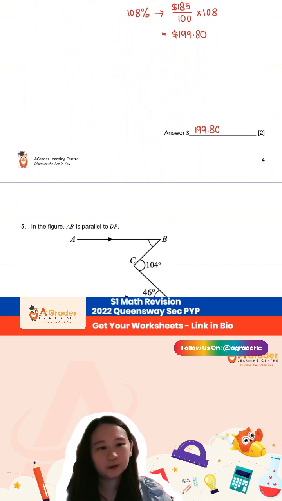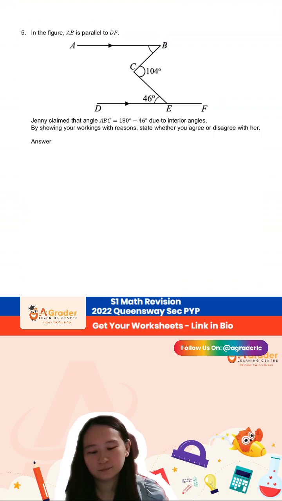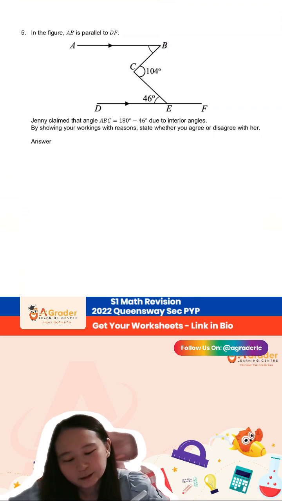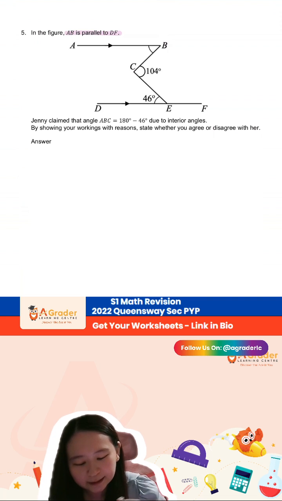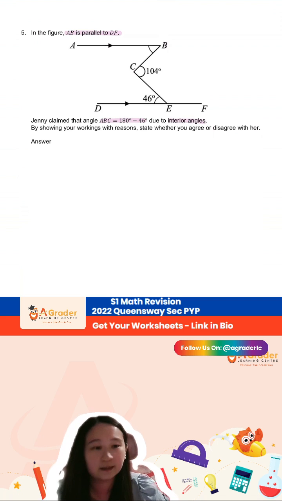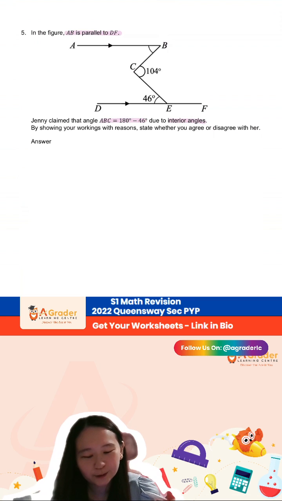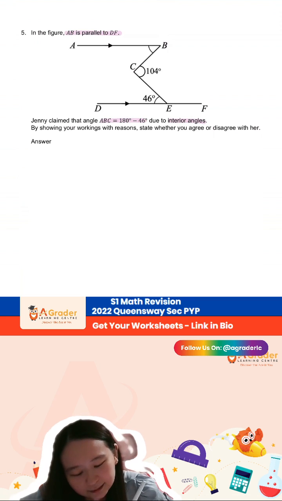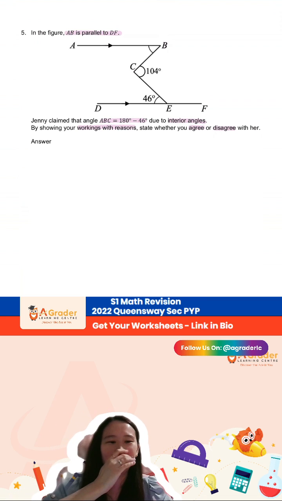So we move on to geometry. In the figure, AB is parallel to DF. In this diagram here, Jenny claimed that angle ABC equals to 180 degrees minus 46 degrees due to interior angles. By showing our workings with reasons, state whether you agree or disagree with her.